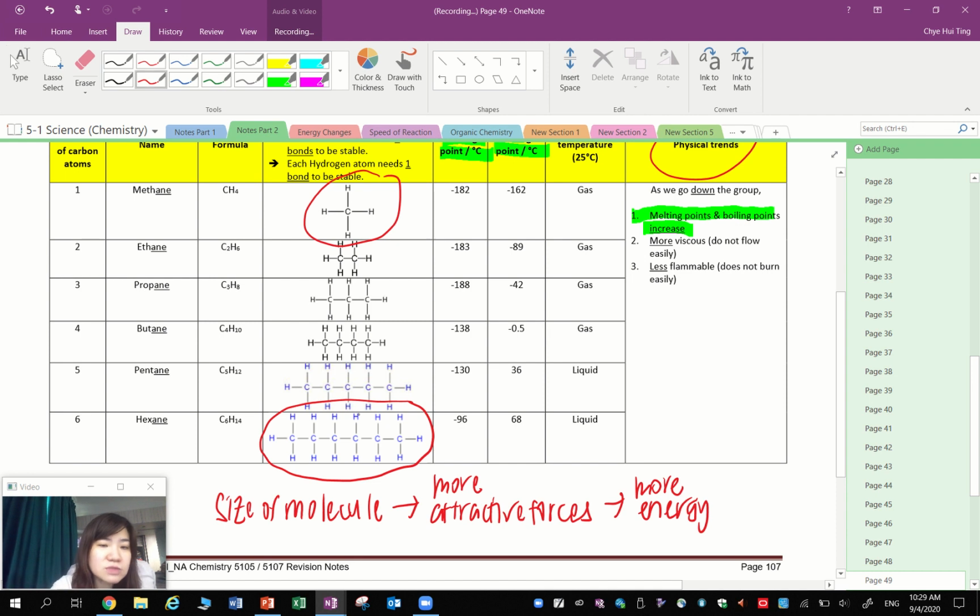As the molecule gets bigger and bigger down the group, the first one, which is methane, is the one that flows the easiest. It flows easily as compared to hexane. So as I go down the group, it is less viscous at the top and more viscous at the bottom. It's just the ability to flow.